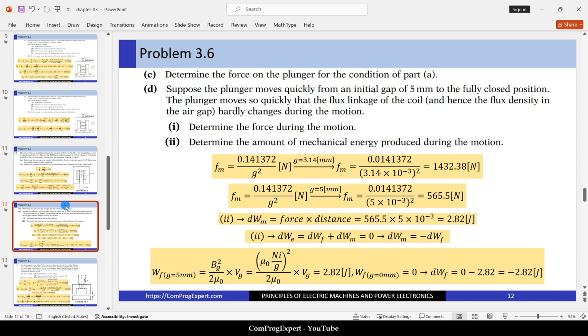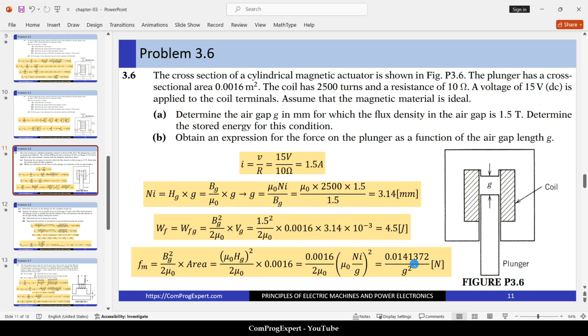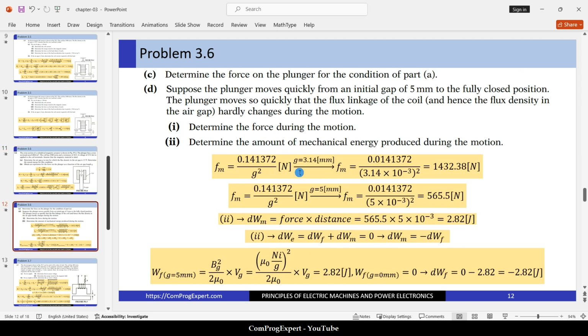And now let's solve part C of problem 6. Determine the force on the plunger for the condition of part A. How much is the value of the force? Here, as you can see, we have the equation we derived. In this equation, we just need to set the value of the gap thickness equal to 3.14. If you replace this number for the gap, this will be the value of the force, 1432 Newton.